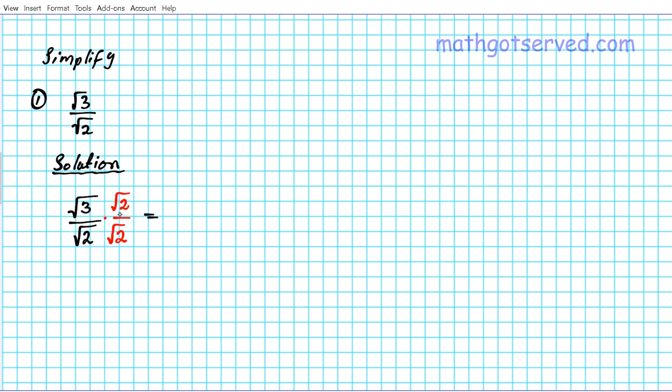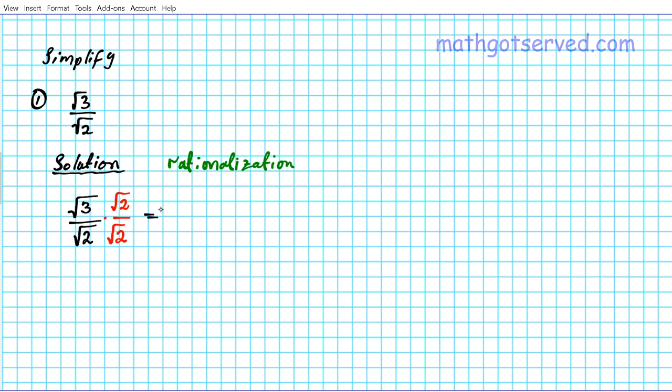Now, when you multiply by root 2 on the top and the bottom, what you're doing is you're making the denominator rational. This process is called rationalization of the denominator. Let's write it down. So you're rationalizing the denominator. You're making something that is irrational. Root 2 is irrational. You're making it rational. What are we making it?